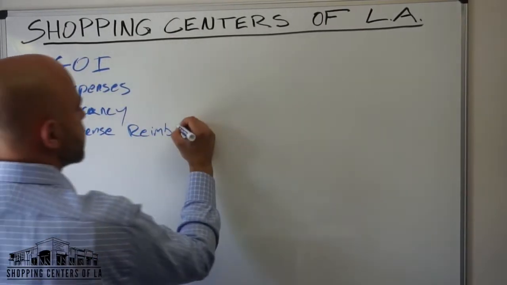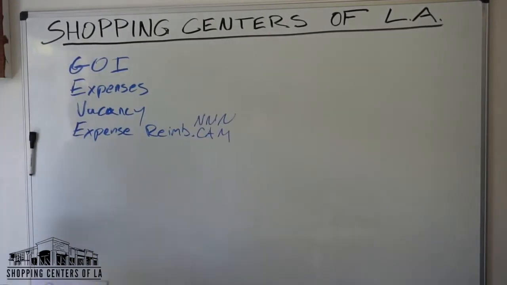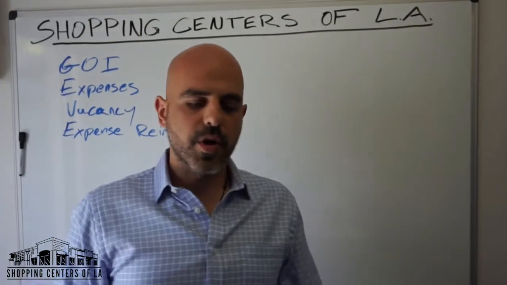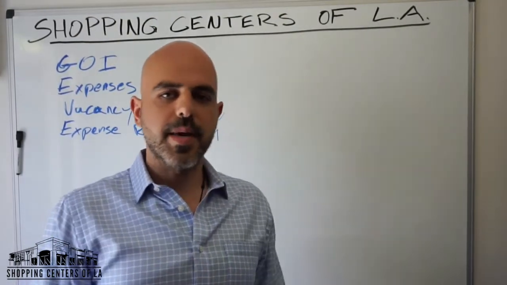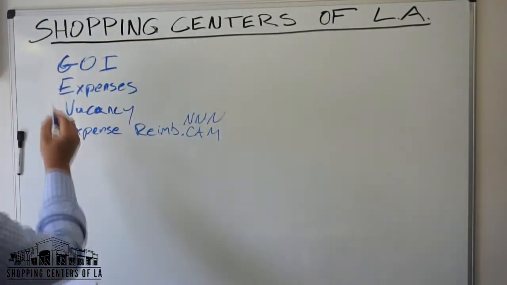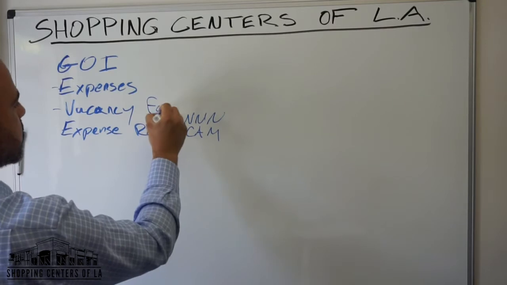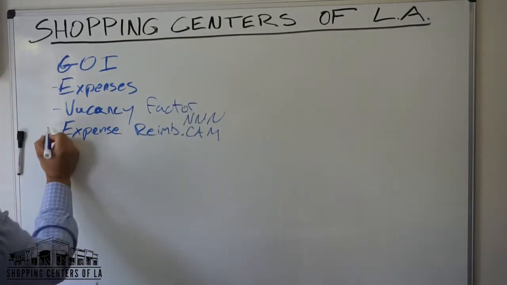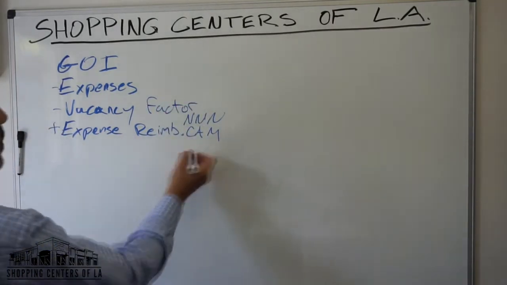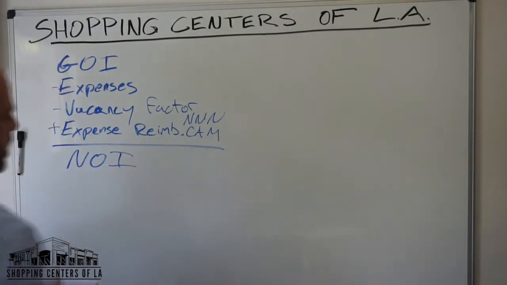That could be things like your triple net or CAM, the common area maintenance. So this is like in a retail center where you have the tenants participating in the common area maintenance, the property taxes, the property insurance. You want to make sure to add that back. So we're subtracting from the gross income the expenses, a vacancy factor, and then we're adding any kind of expense reimbursement, which is going to bring us to our net operating income.